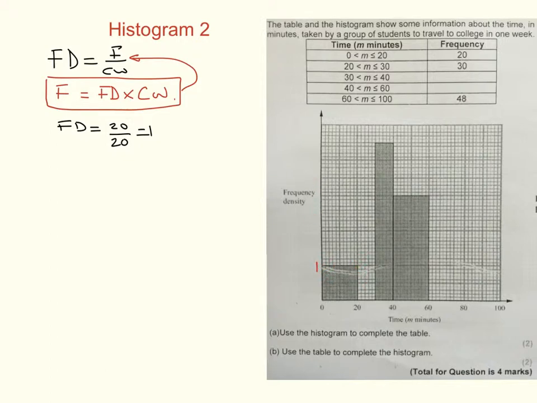I'll just say this again just to reinforce the point. Always make sure you check that the information you've got here is on here already. Remember that frequency density is frequency divided by the class width, and if you watch my first video, you'll know that class width is going to be the difference between these two numbers. So 20 take away 0 is 20, and 20 divided by 20 is 1.